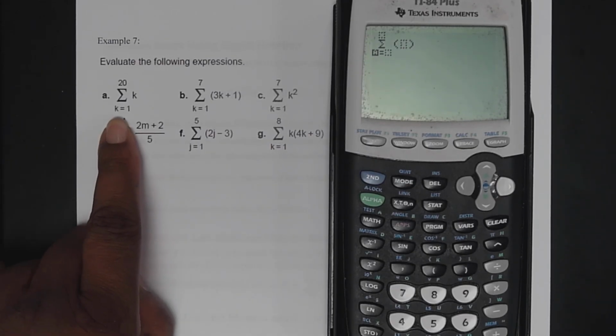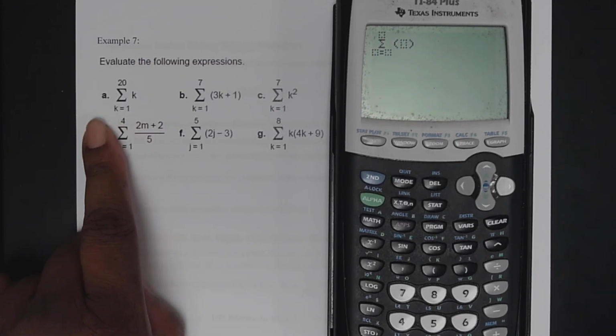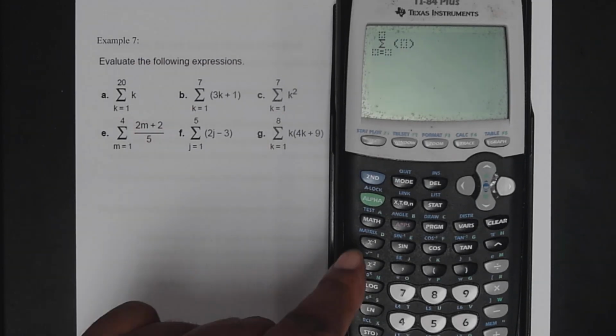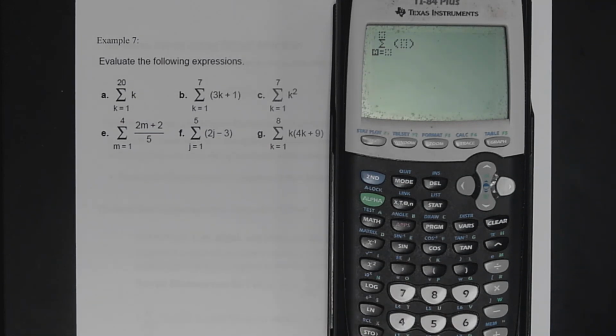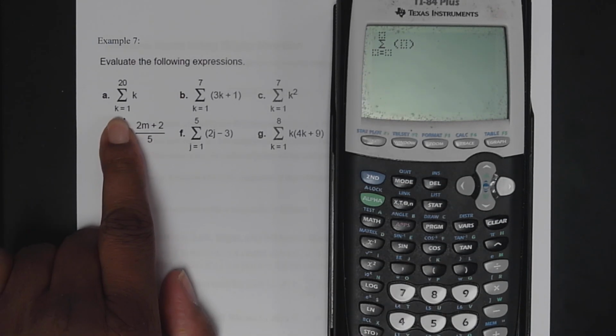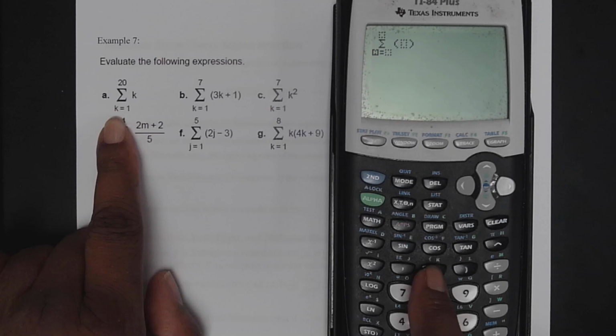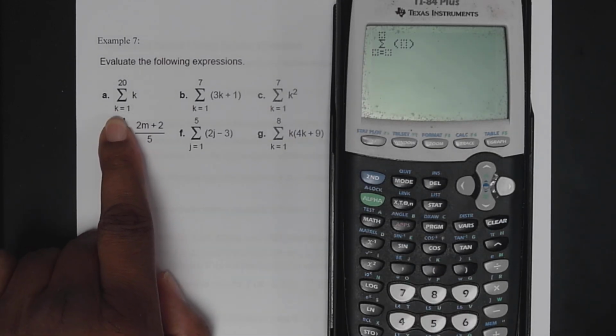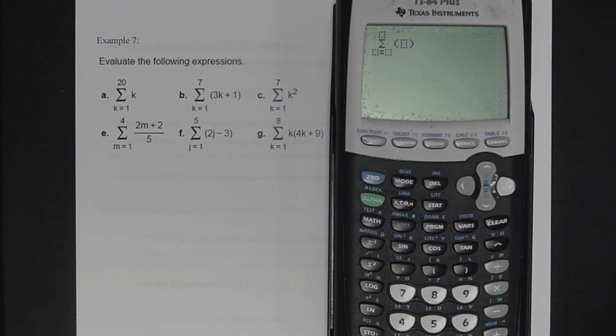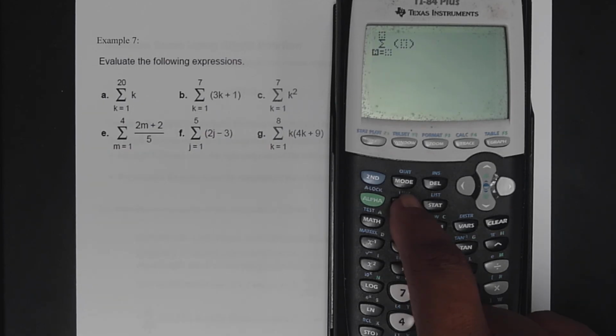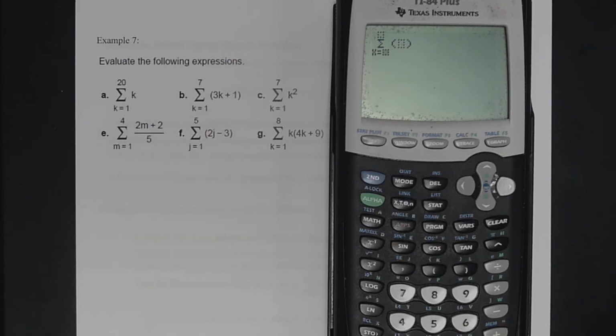So here's what we're going to do here. Personally, I do not like to use any of the green letters up here on the calculator. Even though it says K, that means you have to press the alpha key and then find K, which is, in this case, that left parenthesis on the calculator. I'd rather use X. So I'm going to just press the X,T,theta,n key for the x.